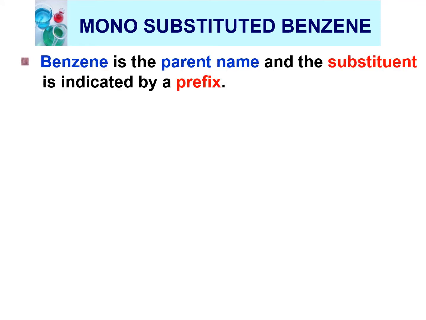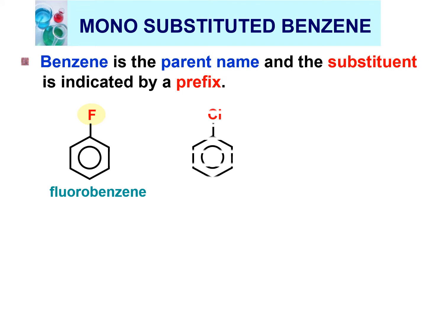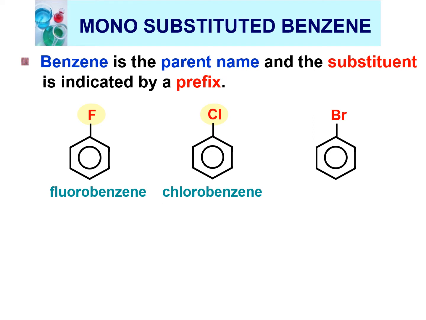For monosubstituted benzene, which is benzene with one substituent, benzene is the parent name and the substituent is indicated by a prefix. As an example, if we have fluorine attached to benzene, we call it fluorobenzene. If chlorine is bonded to benzene, the name becomes chlorobenzene. And if we have bromine bonded to benzene, we call it bromobenzene.